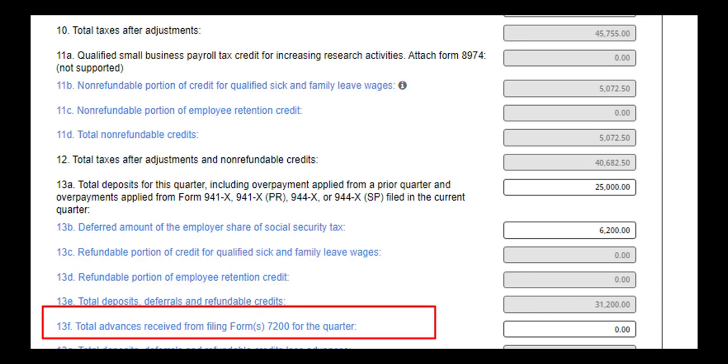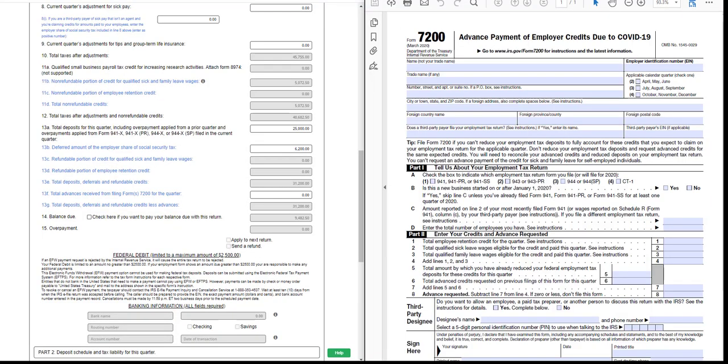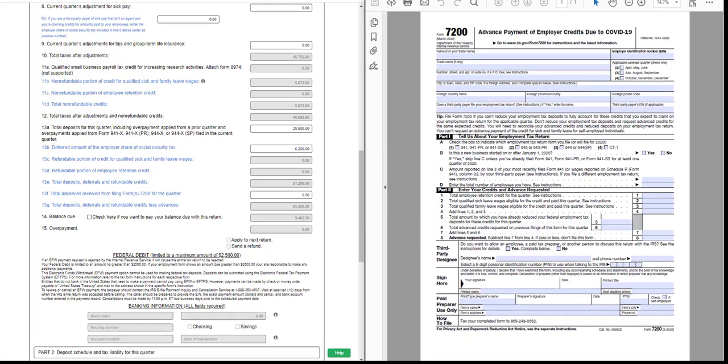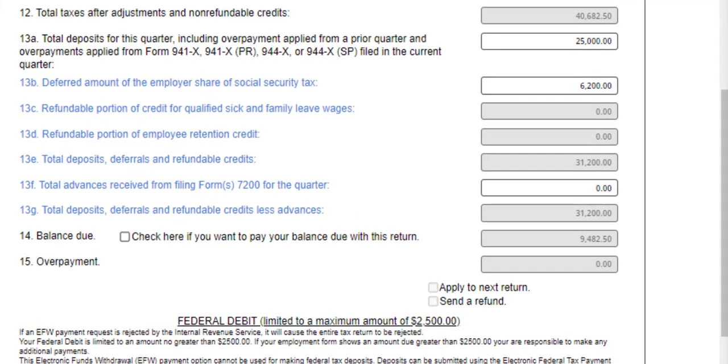New line 13F reports total advances, if any, received for the quarter from filing Form 7200, Advance Payment of Employer Credits Due to COVID-19. Form 7200 can be filed multiple times during the quarter, but it's completely optional. Caution: if you file Form 7200 after the end of the quarter, the IRS could process your 941 first. In such case, the IRS will update the amount of the credit to match its records or contact you to reconcile the difference. For this example, we'll assume that there are no advance credits requested.